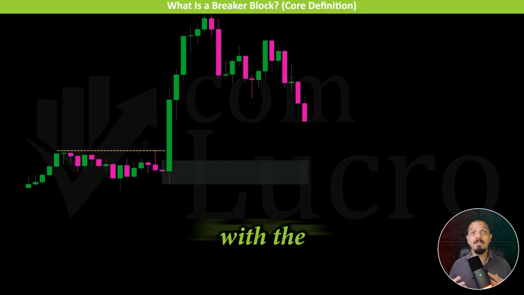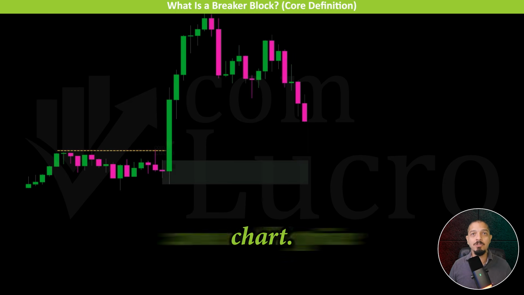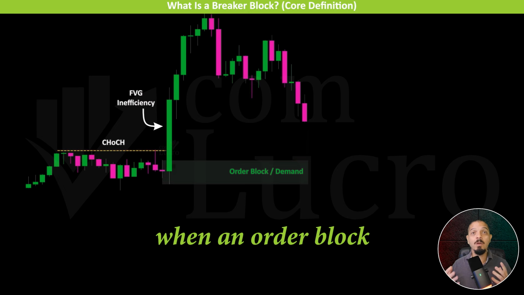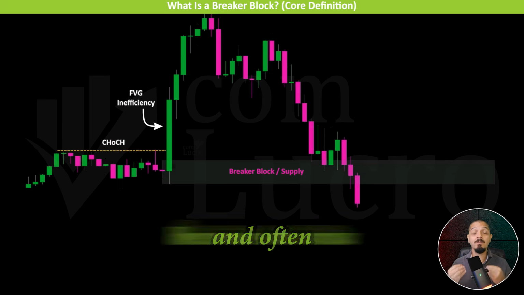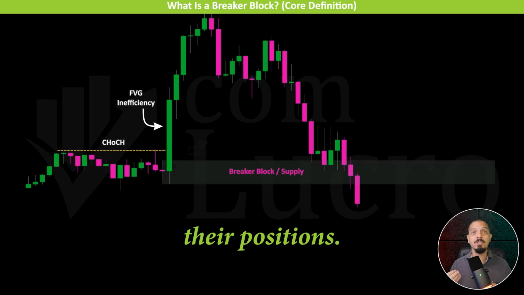Let us begin with the foundation. What is the definition of a breaker block? A breaker block is a previously failed order block that transforms into a key supply or demand zone on the price chart. This happens when an order block is broken in the opposite direction, shifting its role from supply to demand or from demand to supply. In practice, a breaker block helps mitigate positions and often becomes an area where traders add to their positions.